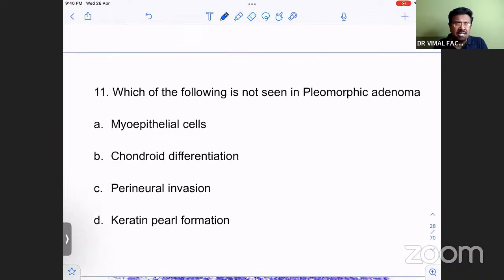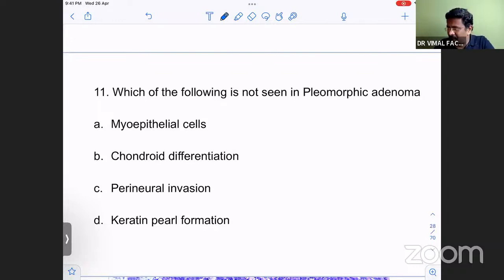Next question: which of the following is not seen in pleomorphic adenoma? Pleomorphic adenoma is the most common benign salivary gland tumor.